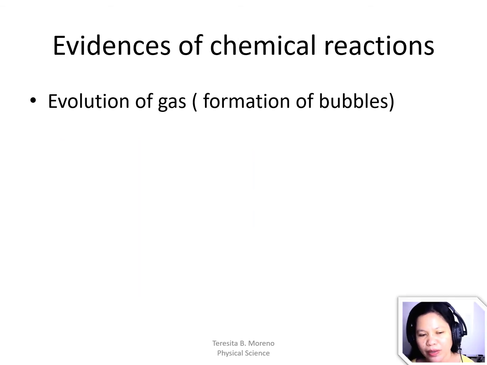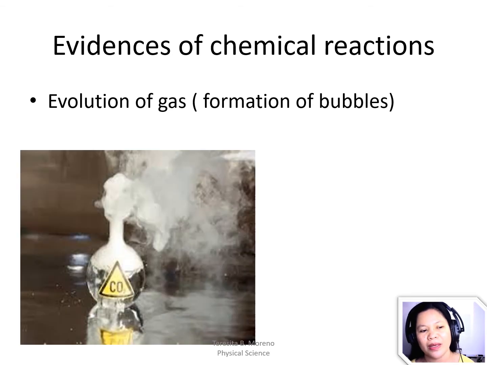Second, when there is evolution of gas or when there is formation of bubbles. Now, if you remember the experiment that I showed you with the presence of the catalyst, what do you notice? When I placed the yeast in the container with hydrogen peroxide, it started to bubble, or bubbles were formed. So that is an indicator that gas is forming. Okay.